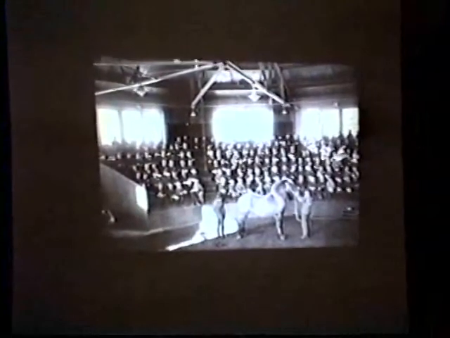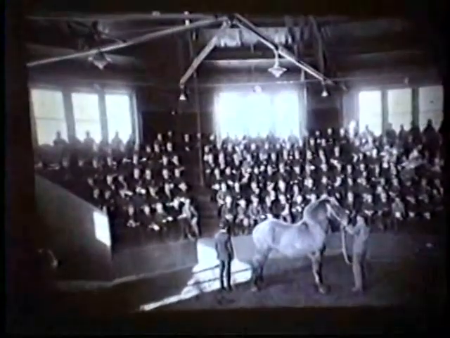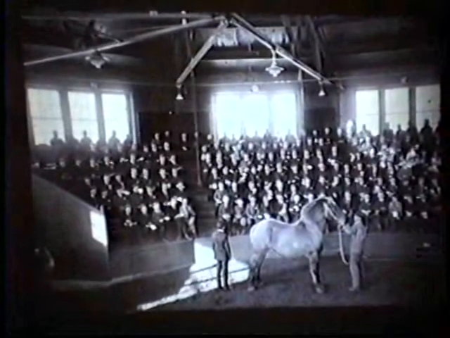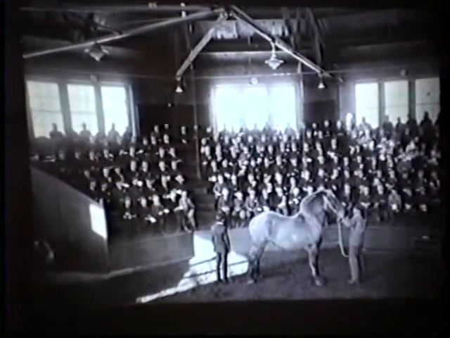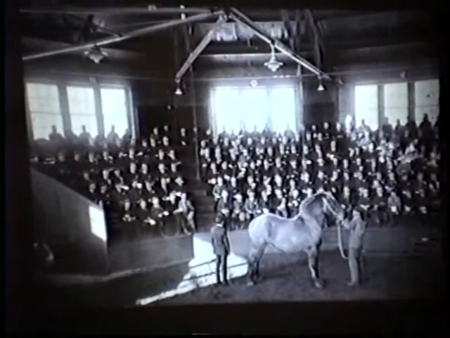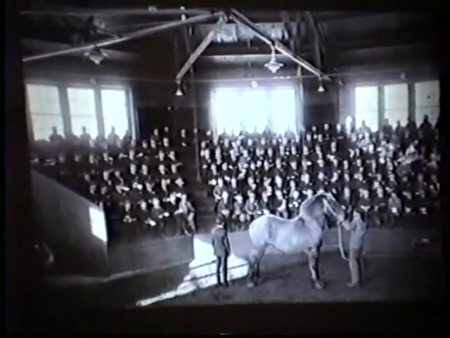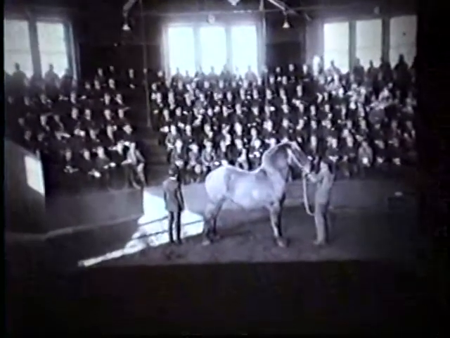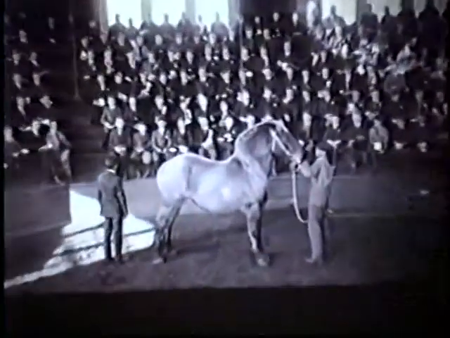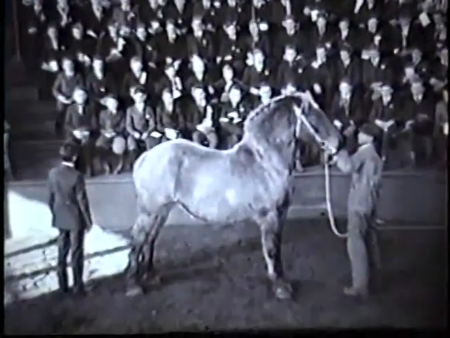Can any of you remember the tremendous size of the draft horses that were developed in this era? The man standing at the rear of the horse is Professor Gobble, and this was taken in 1918. That's over in the old pavilion that some of you may have been in, but we used it all the time for livestock judging, of course.